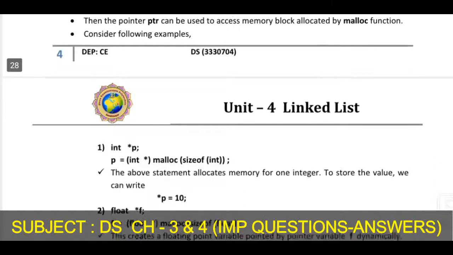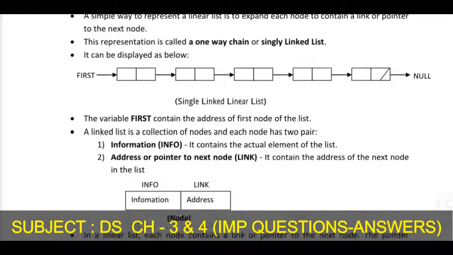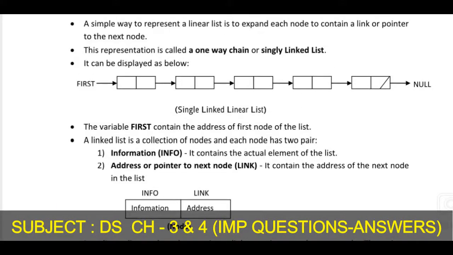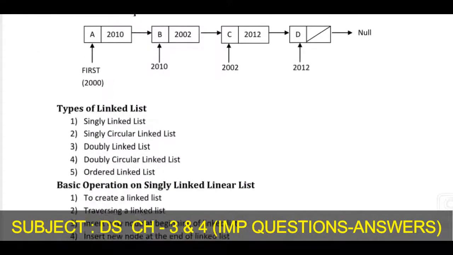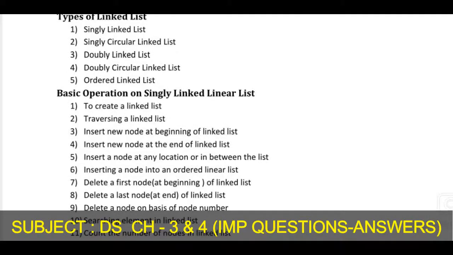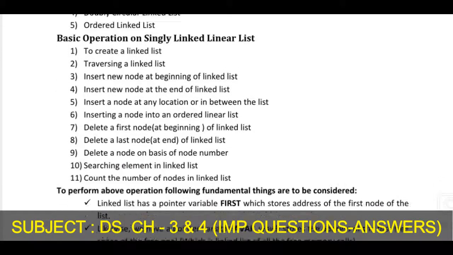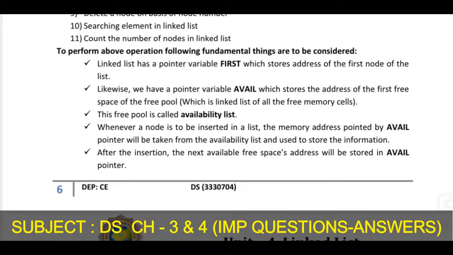So this one is dynamic memory allocation. Then here one is a linked list presentation. This is a simple linked list, also known as a single linked list. Next, here one is a linked list example, types of linked list, and basic operations on a single linked list. Then here one is the performance of a single linked list.